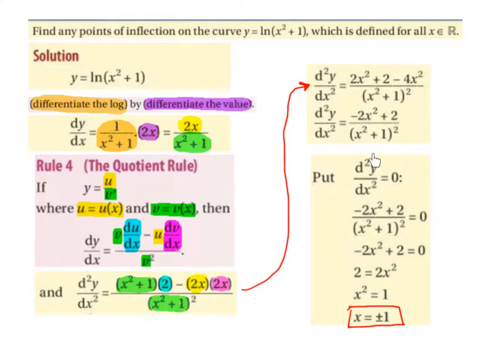So now we put d squared y/dx squared equal to 0, we put the second derivative equal to 0. And then we solve for x. So multiplying both sides by x squared plus 1 squared, we basically get rid of the x squared plus 1 squared on the left, and multiplying 0 by anything on the right just still gives us 0. So we end up with minus 2x squared plus 2 is equal to 0. So 2 is equal to 2x squared. So x squared is equal to 1. So x is equal to plus or minus 1.